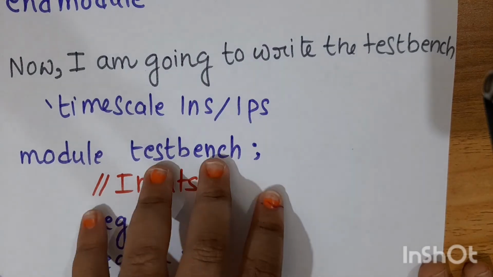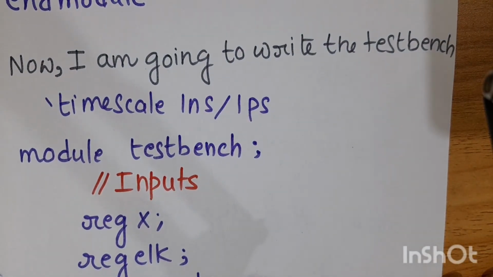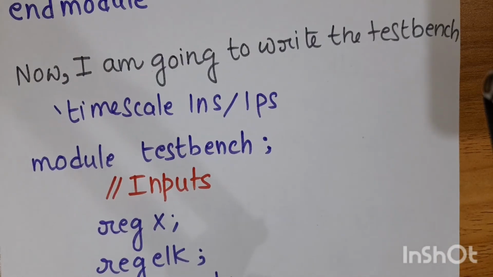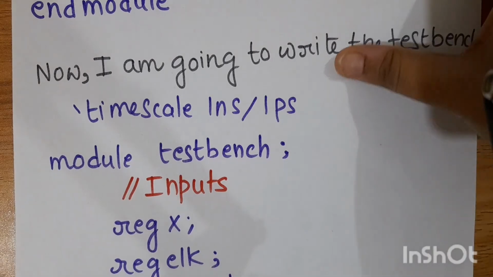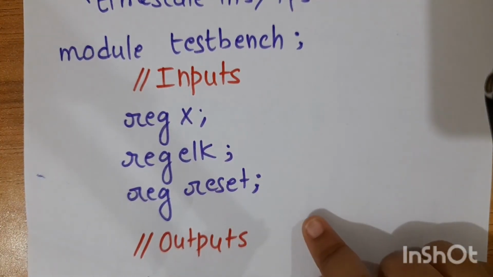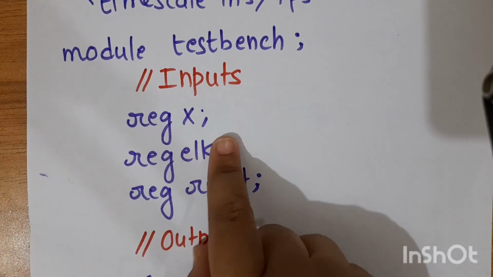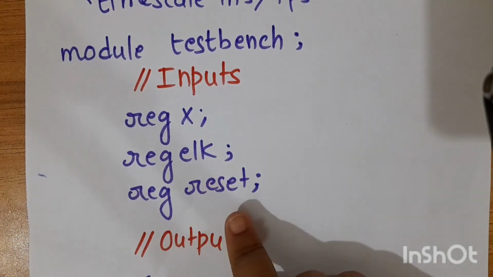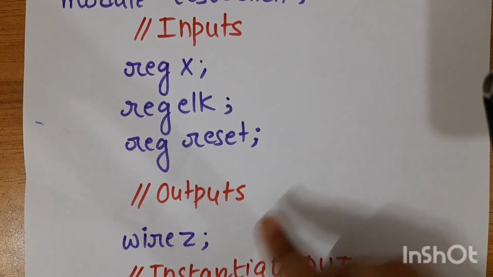I'm going to write the test bench. So here is the test bench. 1 nanosecond by 1 picosecond is the time precision. Module test bench, semicolon. Inputs are reg x, reg clock, reg reset, each with a semicolon. Then outputs: wire Z.